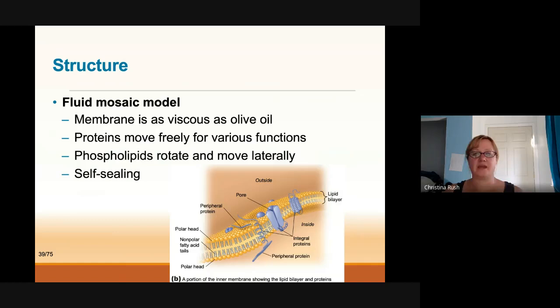So the fluid mosaic model, I'm sure this was touched on in biology, but it's a very important model to discuss. This membrane, the plasma membrane, is as viscous as olive oil. So if you have the difference, if you're holding on to a thing of lard, or let's go with Crisco, because lard is gross. So you have Crisco, how thick that is, and you have your olive oil, which just can flow through your fingers.